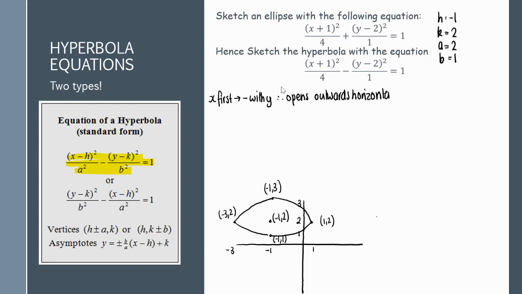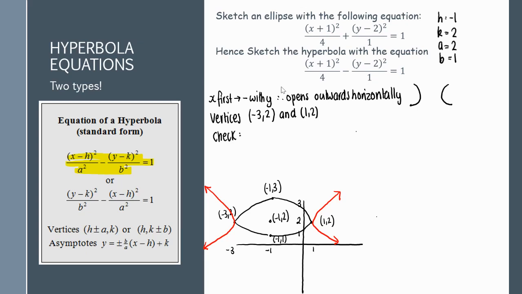And in fact, by sketching the ellipse, I'm able to tell exactly where the vertices of this hyperbola are going to be. They're going to be at -3, 2 and 1, 2. That, for me, is one reason why I like to often sketch the ellipse before I sketch the hyperbola. Now, we can check that this is correct by using my little formula that they gave me for vertices.